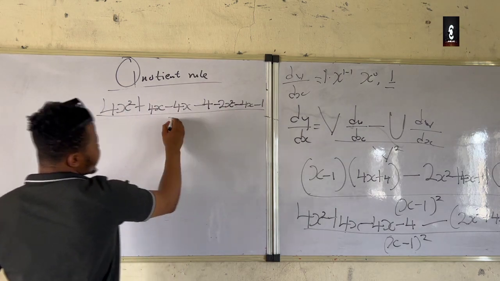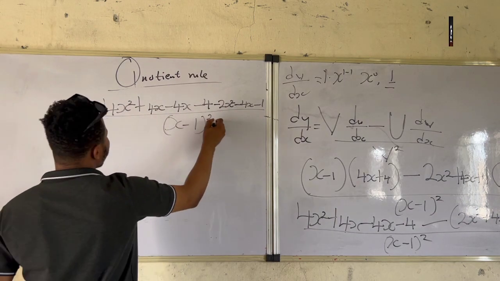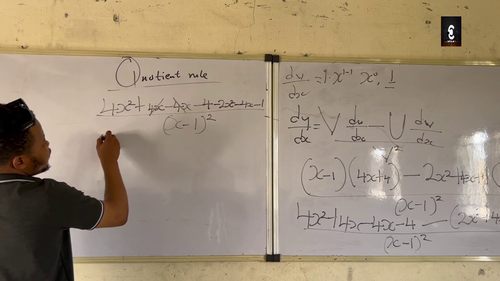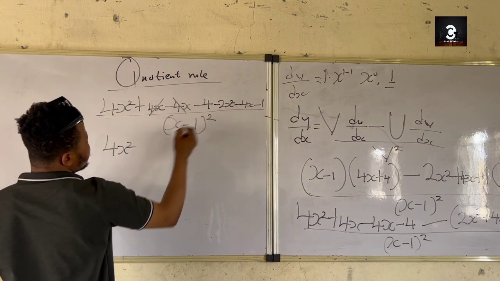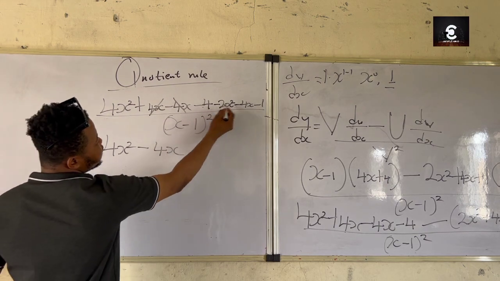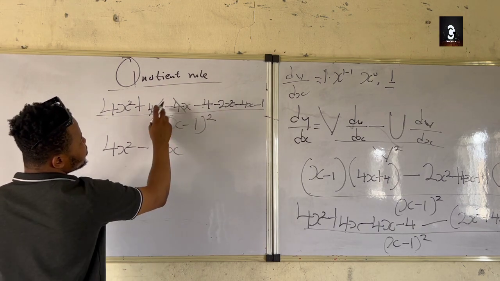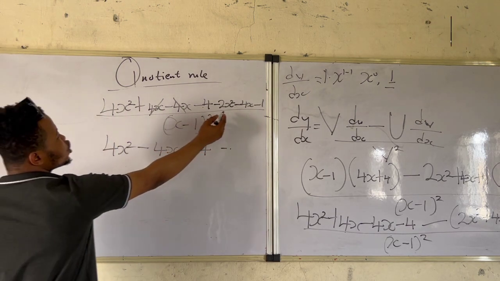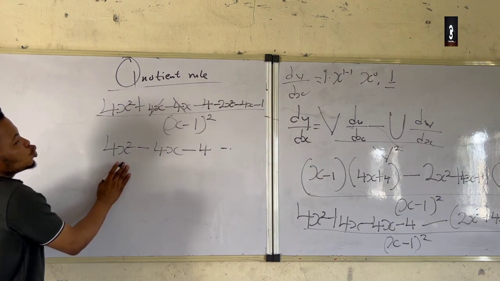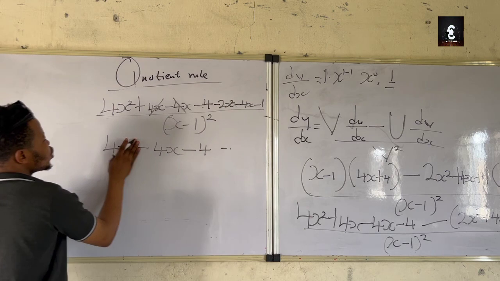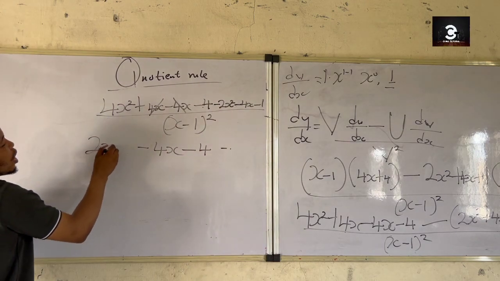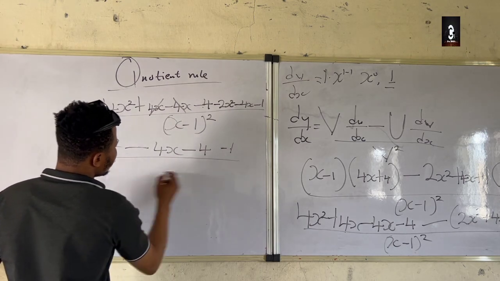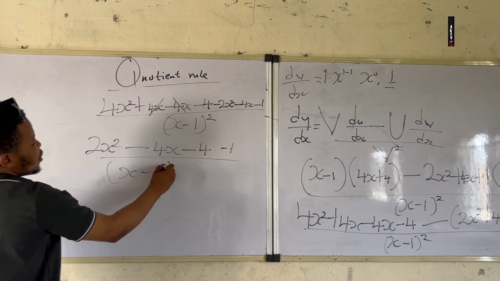All divided by the denominator. If you want to expand the denominator, you can actually do that. Plus 4 minus 4 will go. So I'm having 4x squared minus 4x minus 4 minus, minus 4x and minus, now if you look at this, there is 2x squared. So this is automatically going to be 2x squared because 4x squared minus 2x squared. This will give me 2x squared minus 4x minus 4 minus 1, all over x minus 1 raised to power 2.